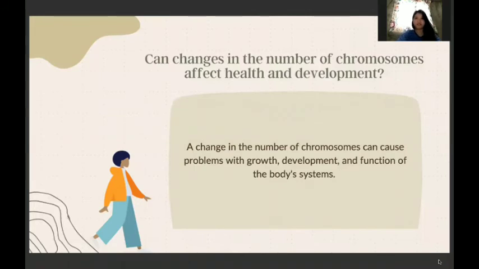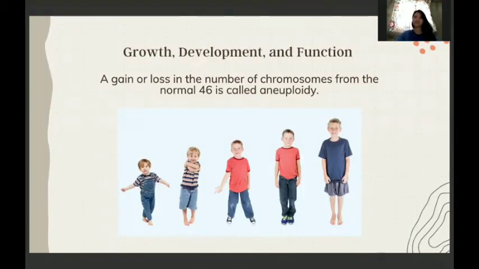A change in the number of chromosomes can cause problems with growth, development, and function of the body systems. These changes can occur during the formation of reproductive cells, eggs and sperm, in early fetal development, or in any cell after birth. A gain or loss in the number of chromosomes from the normal 46 is called aneuploidy.